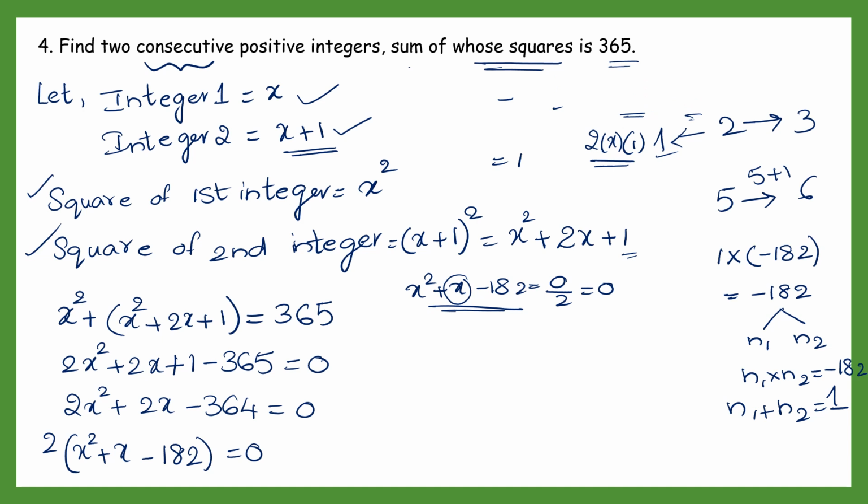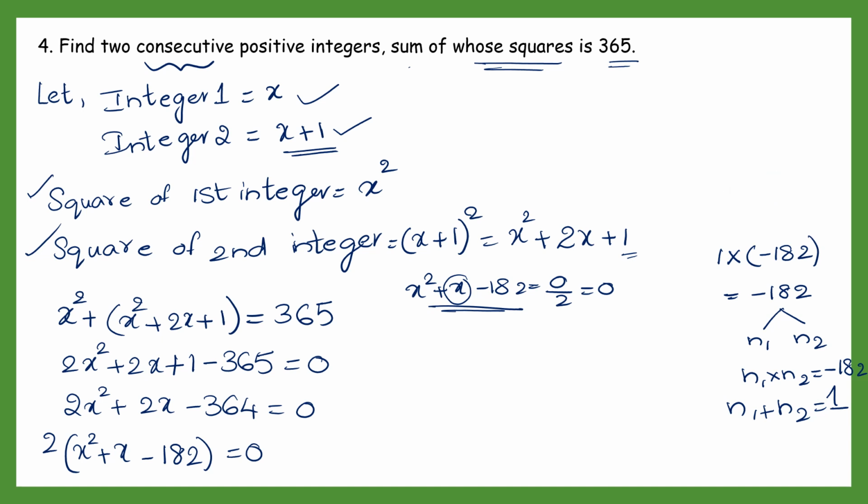Now 182 is a big number, so guessing the two numbers is a bit difficult. So what should you do? We should do prime factorization. So let's do prime factorization. 182: 2 nines are 18, 2 ones are 2, 13 sevens are 91. So 182 means 2 into 13 into 7.